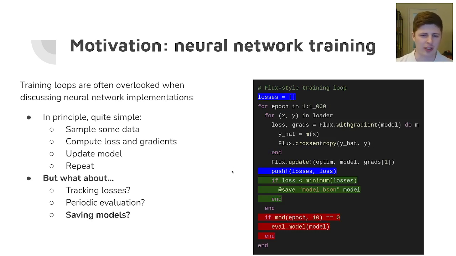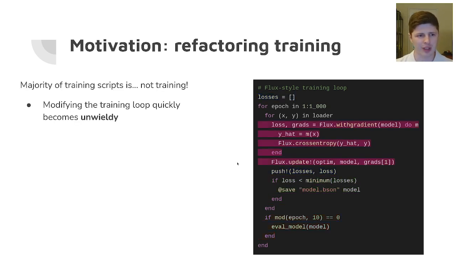Okay, well that's not really enough because you don't just want to evaluate it, you'd want to save the model too. So let's say if your loss is below the minimum loss you've seen so far, we'll stop, we'll save a model to a BSON file, and then we'll continue training. And so I think you can probably guess what I'm getting at here, but the majority of a training script really ends up being not training at all.